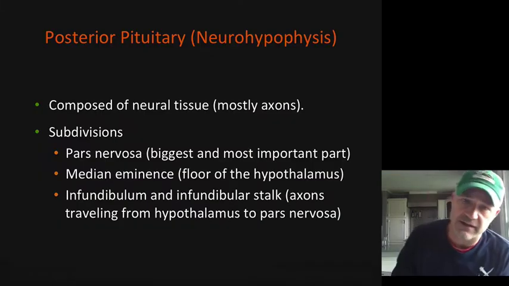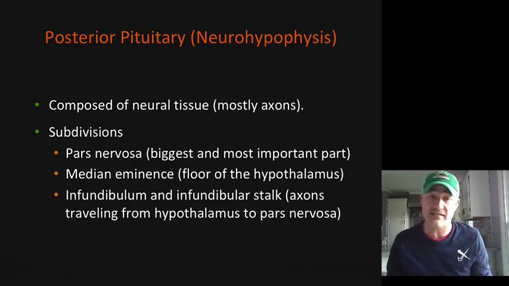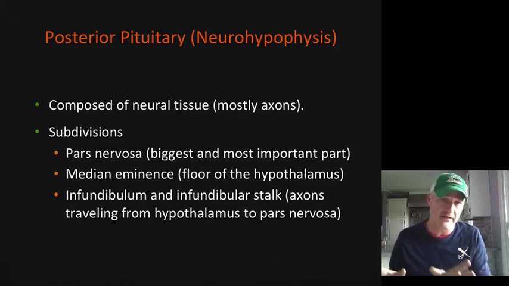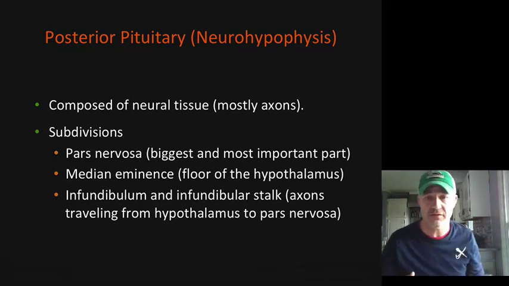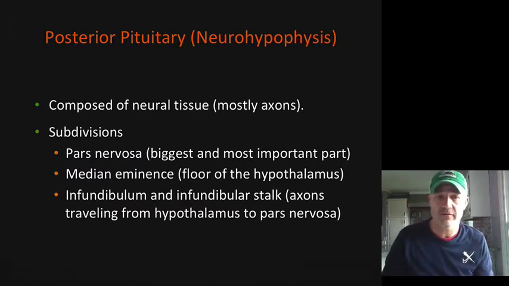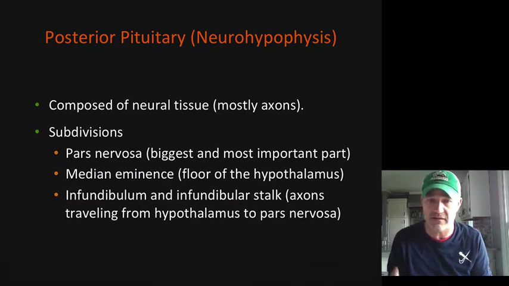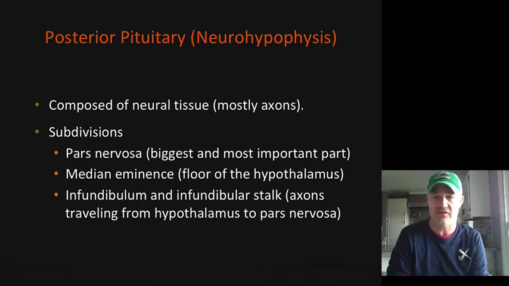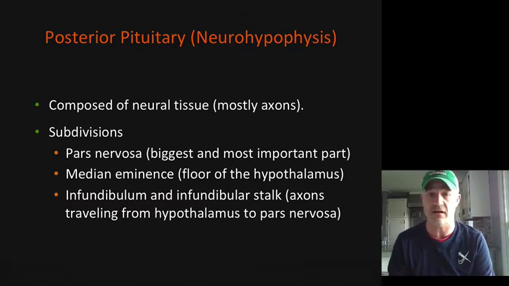The posterior pituitary, on the other hand, is almost all axons, so again, doesn't stain that much. The main part of this we call the pars nervosa. Again, that's where all these hormones are. They're technically made in the hypothalamus, stored in the posterior pituitary. It's going to be nerve impulses that cause their release. You have what's called the median eminence on the bottom of that hypothalamus, and then you have this infundibular stalk, which is part of that pars nervosa traveling up to the hypothalamus where all those axons are.